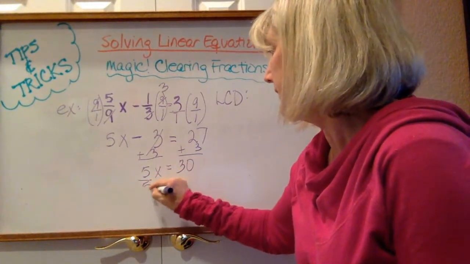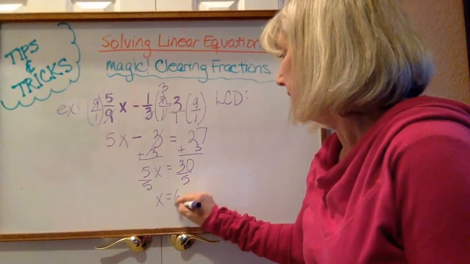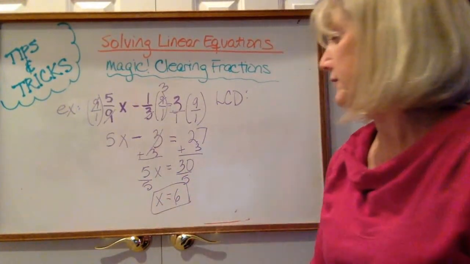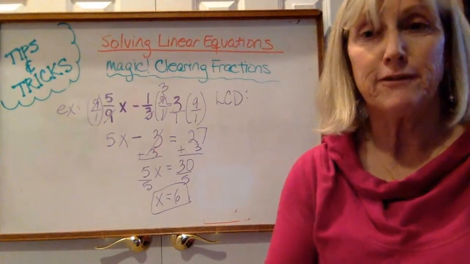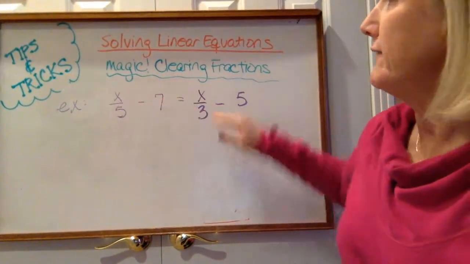Last step is always dividing. Divide by 5 and we get x equals 6. Circle our answer. So that's my first example. That was fast. Okay, I have a new example here.